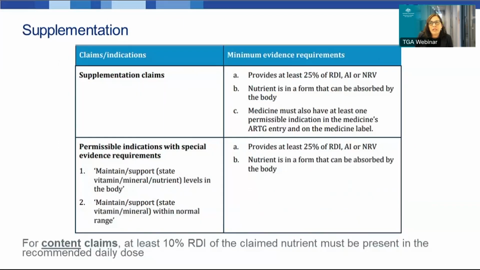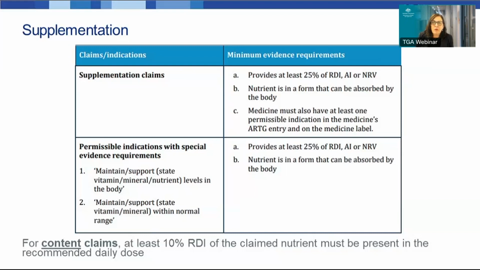The guidelines provide some more detail about vitamin, mineral, and nutrient supplementation. Supplementation claims convey that by consuming the medicine, a consumer will ingest additional vitamin, mineral, or nutrient than otherwise ingested from dietary sources alone. These do not describe a therapeutic use or effect, and they therefore are not included in the ARTG. The minimum evidence requirement for a supplementation claim is that the medicine provides at least 25% RDI, which is recommended daily intake, for the nutrient, and it is in a form able to be absorbed by the body.